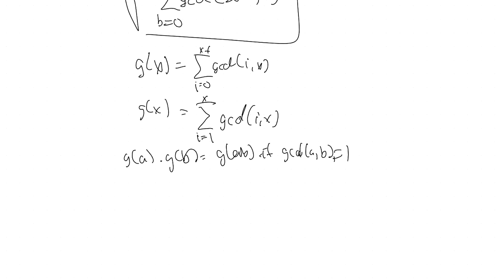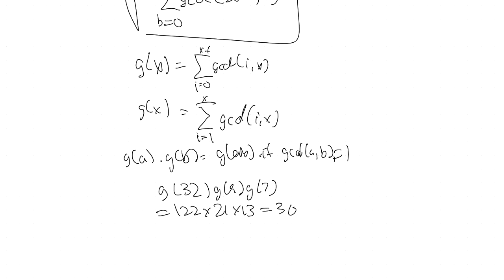So then we can expand this out into g of 32 times g of 9 times g of 7, which can be calculated to be 122 times 21 times 13, which equals 30,576. So that is our answer. Does everybody understand this step? Okay, I'll take that as a yes then.